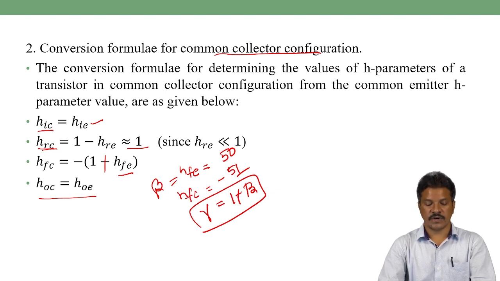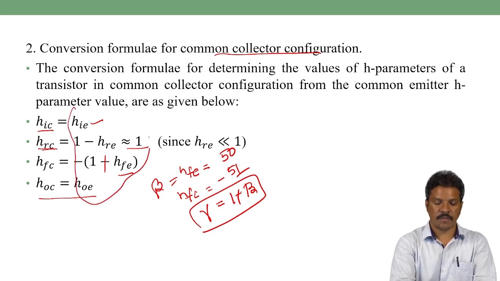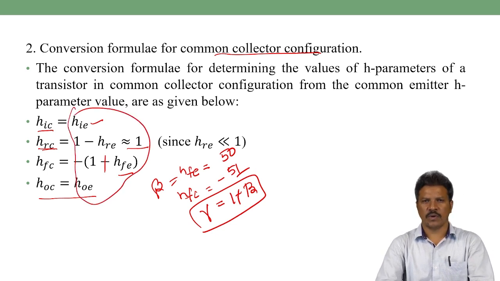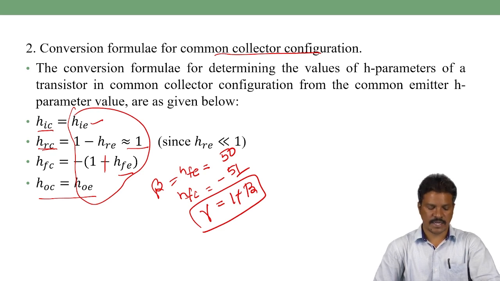So these are the conversion formulas when they have given the H parameters for one configuration. When we want to find the common collector configuration parameters, by using these formulas we can convert from one configuration to another configuration. Most of the time they have given common emitter configuration, and then we can convert to common base configuration parameters. Once converted, we can substitute these parameters in calculating input resistance, output resistance, current gain and voltage gain.